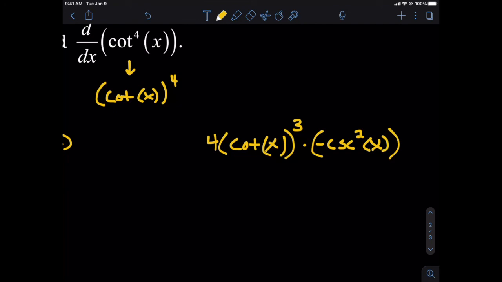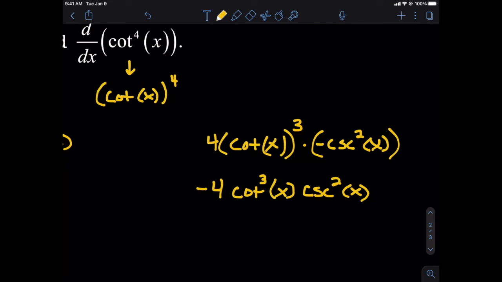And so we're going to give the cube to the inside of the parentheses there. The minus we're going to bring out front. And after a little bit of algebraic manipulation, we get a nice, clean final derivative of negative 4 cotan cubed of x times cosecant squared of x.